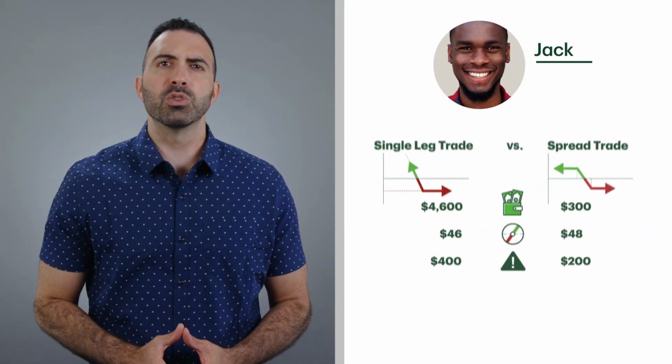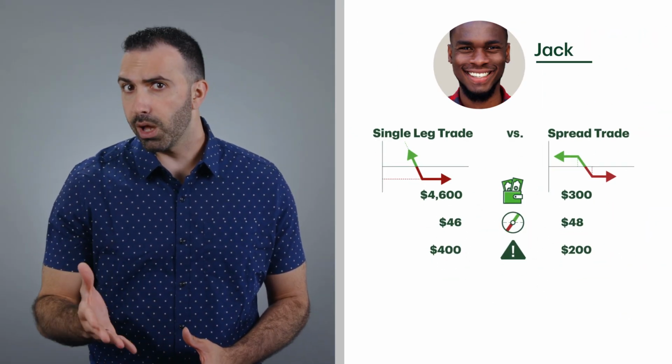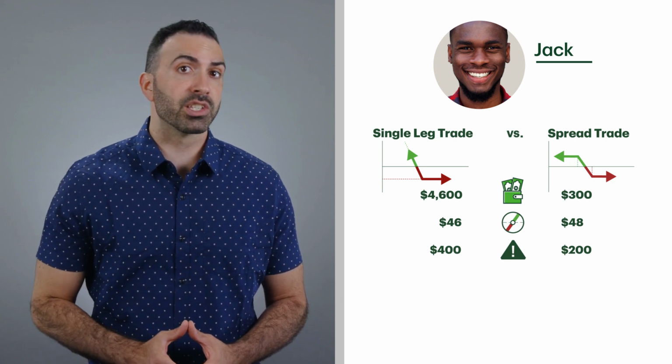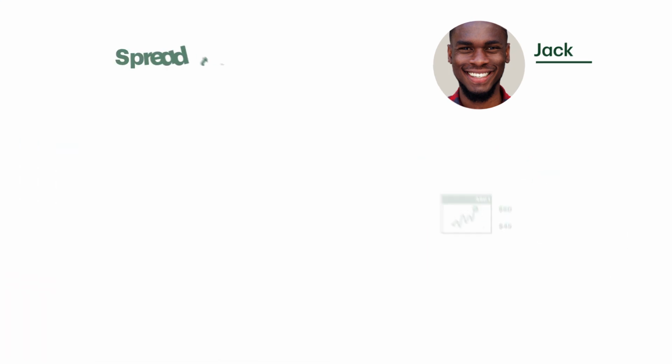So how does Jack choose which strategy to trade? Well, he can evaluate how each trade might look if his prediction about the underlying stock were to end up being correct. If the stock did fall to $45 at expiration, then the single put would be worth $5. If we subtract the $4 Jack initially paid for the put, he'd be left with $1, giving him a total profit of $100. Now let's look at the spread trade.